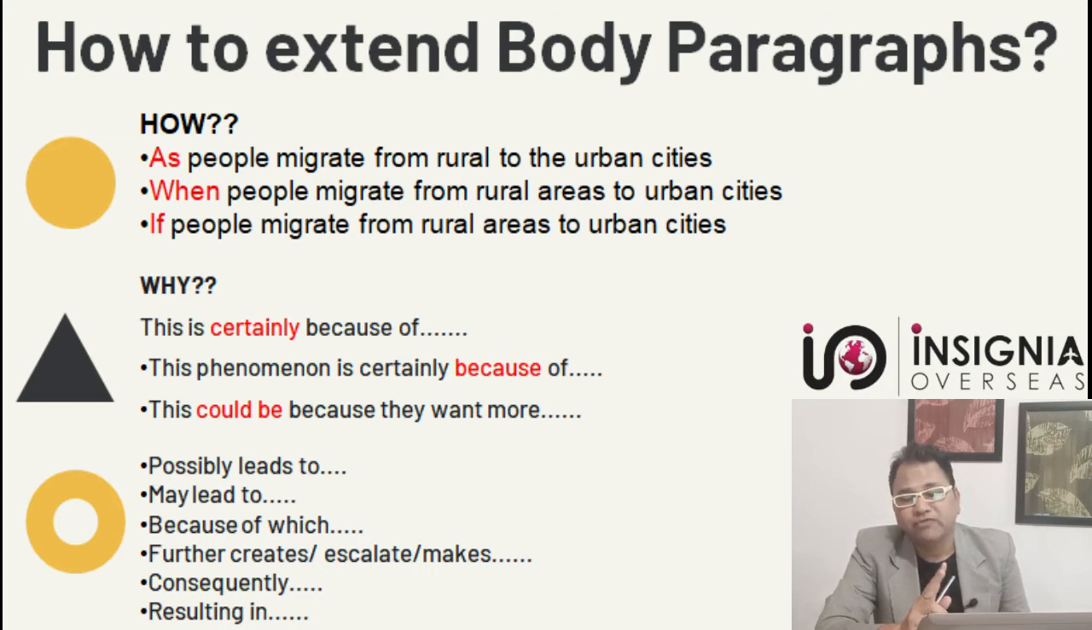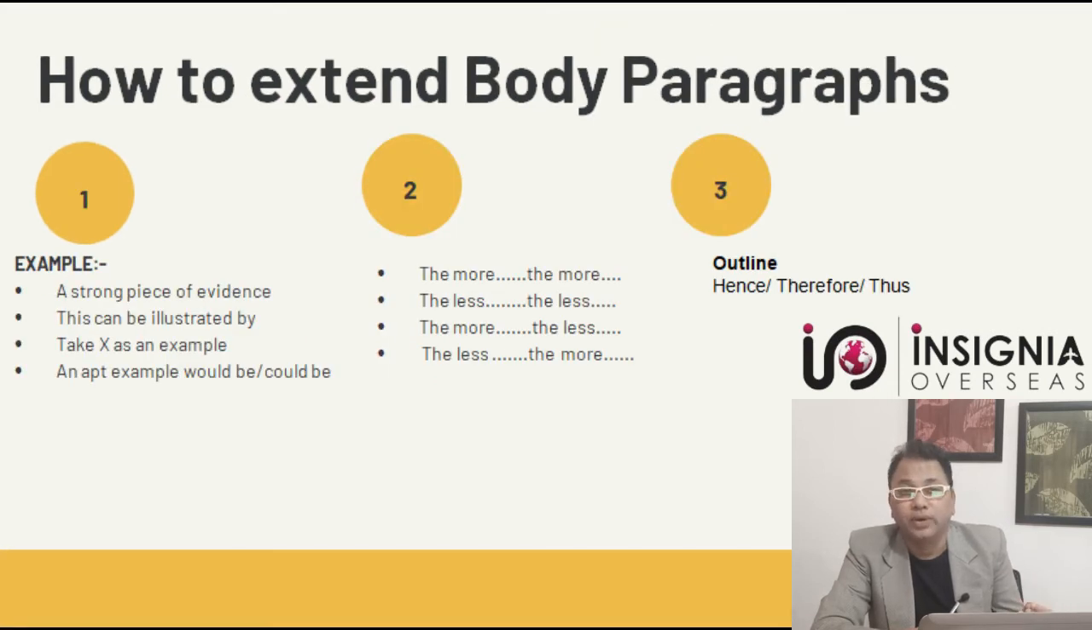Our students used to get confused about what to write after the example. If you click the link below, you will find exactly how to say something after your example so that you do not end a body paragraph with an example. However, you still have to write something relevant to the main idea. So we call it a round up sentence, which means the more, the more, the less, the less, the more, the less, the less, the more. You can fix this structure actually.